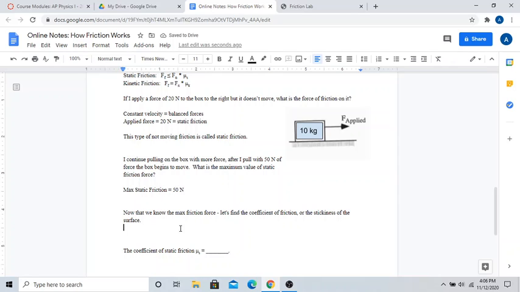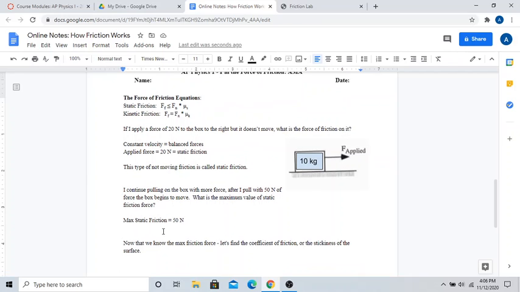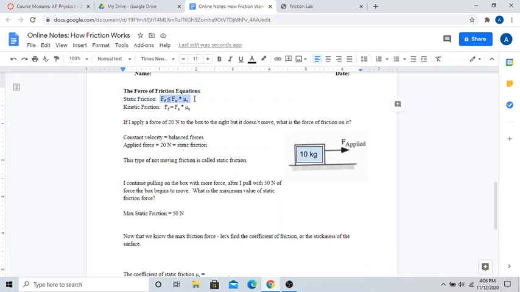One of the reasons this matters is because a lot of times I'm going to ask you to use values like that to figure out how sticky a surface is. It is very important to know this, especially for a lot of things that involve hills or angles. We're going to start talking about that in the next couple of weeks, the idea of what happens when forces aren't just going up, down, left, and right.